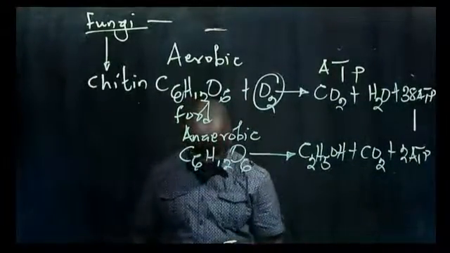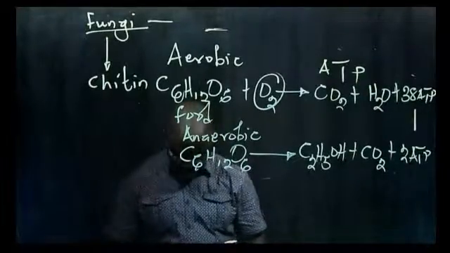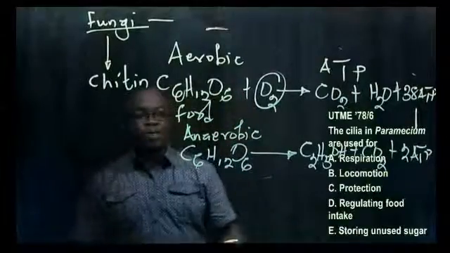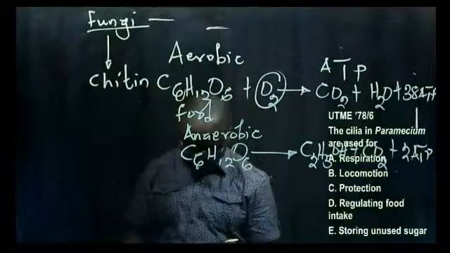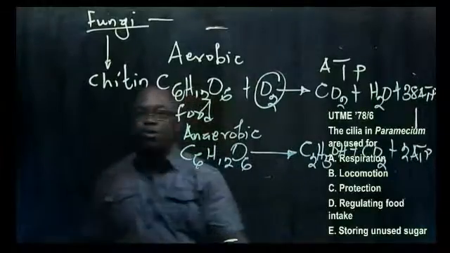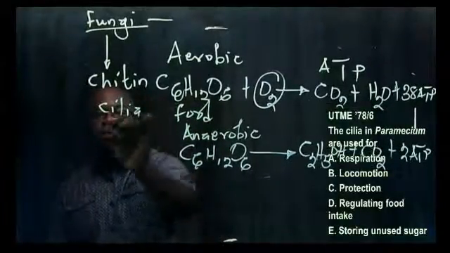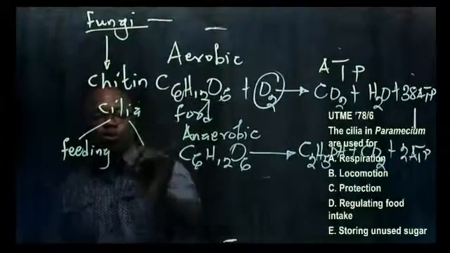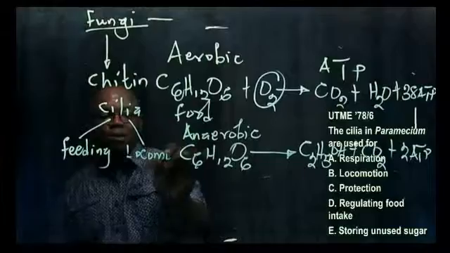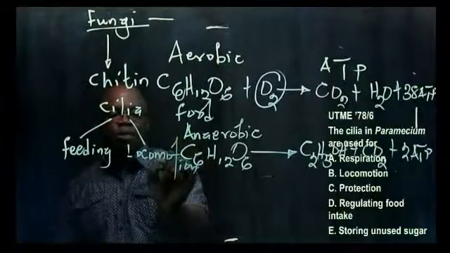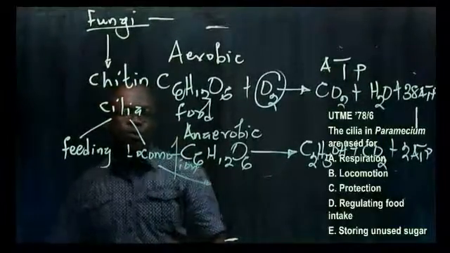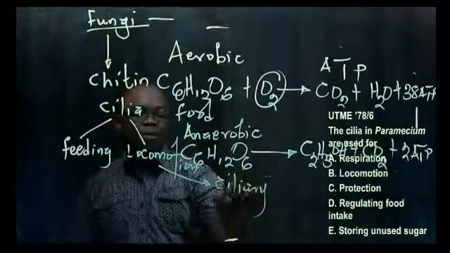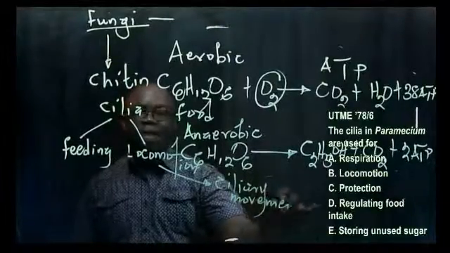Now, our next question is taken from JAM 1978, number 6. It says, the cilia in Paramecium is used for, what's the function of the cilia in Paramecium? Now, basically, the cilia in Paramecium plays 2 major roles. Cilia could be used for feeding. It could also be used for locomotion, for movement. So because it is used for locomotion, we could refer to movement in Paramecium as being ciliary movement. We describe movement in Paramecium as ciliary movement.